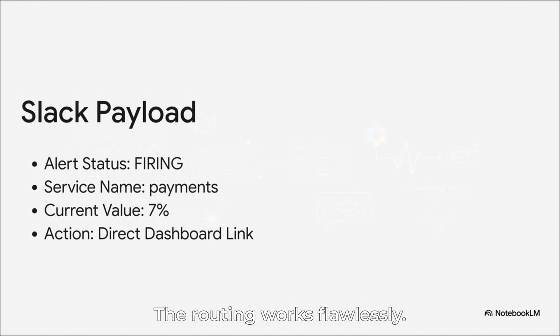The routing works flawlessly. The message gives your on-call engineer the exact context they need. The status says firing in big letters. It tells them it's the payment service. The current value is 7%. And this is the best part. It includes a direct, clickable link right to the dashboard so they can start investigating immediately.